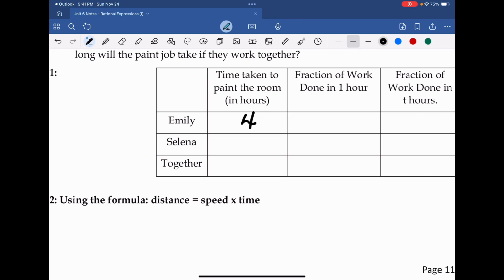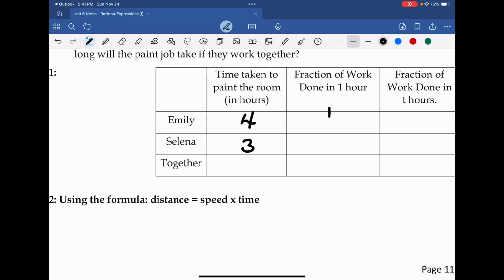Time it takes to paint the room? Well, it was 4 hours for Emily, it was 3 hours for Selena. How much can they do in 1 hour? It's 1 hour over the 4 hours that it would normally take. It's 1 hour over the 3 hours that it would normally take. So this should make sense, right?